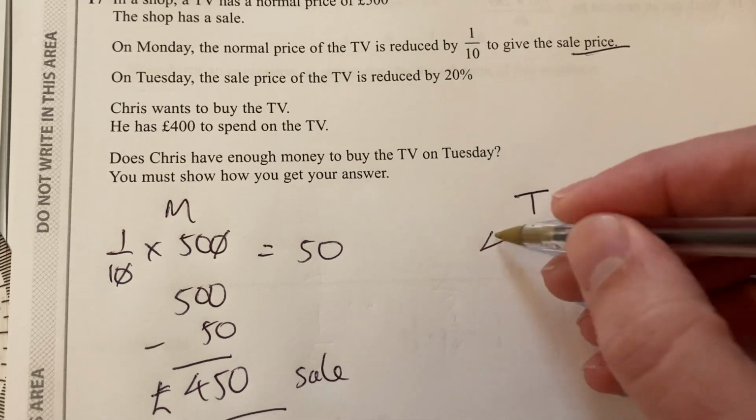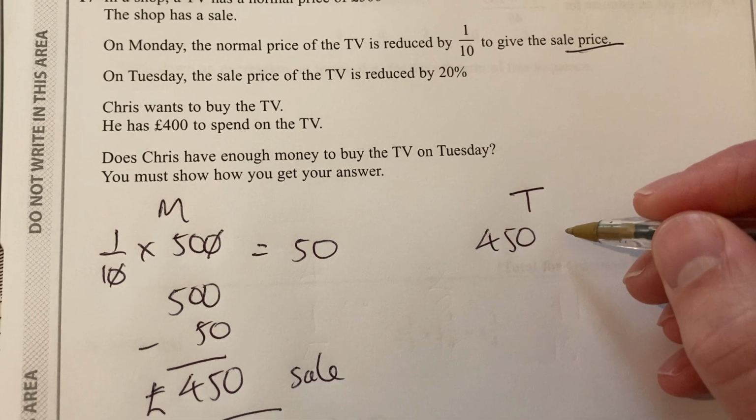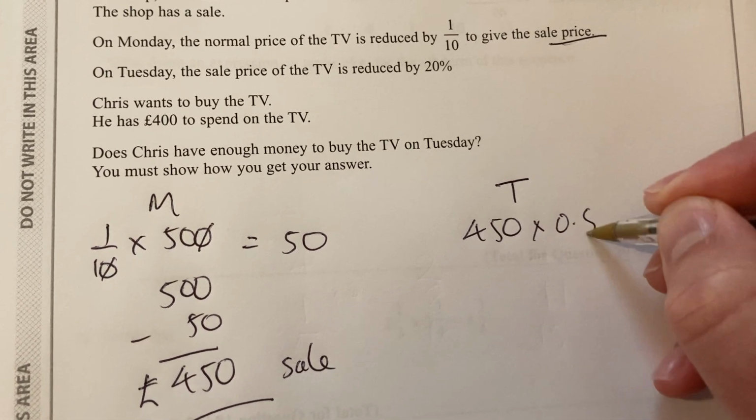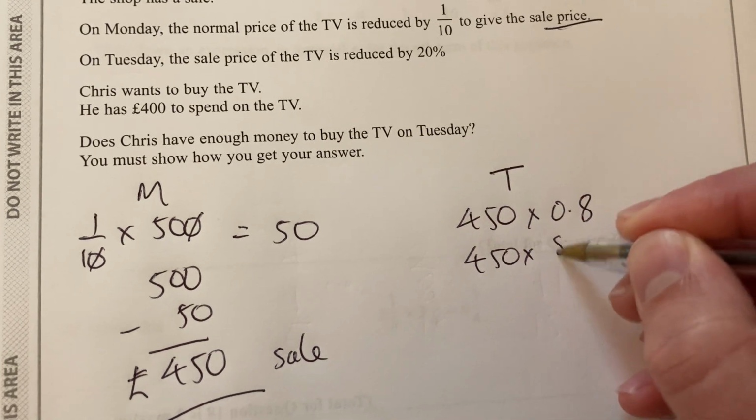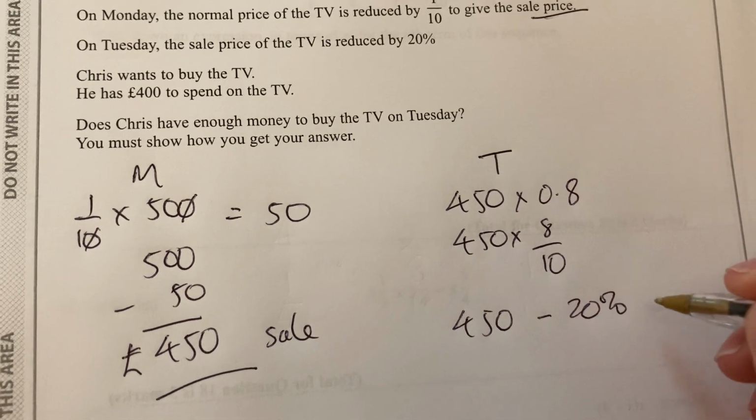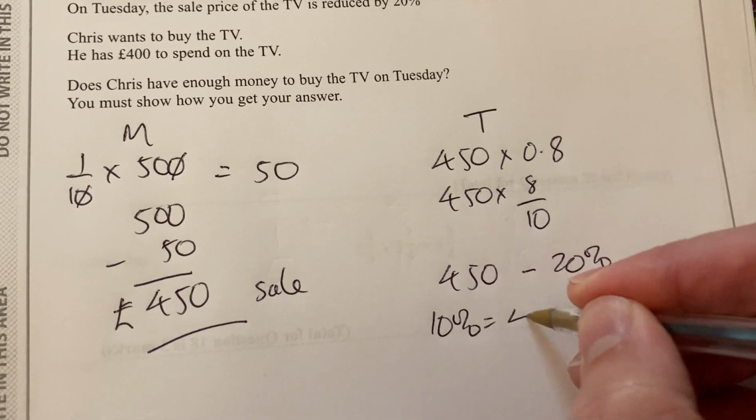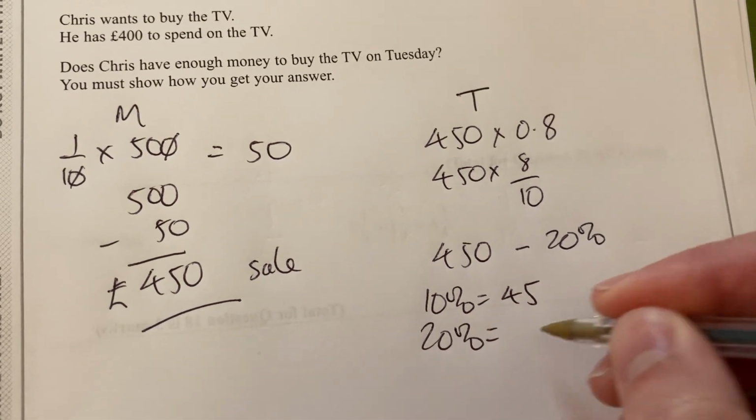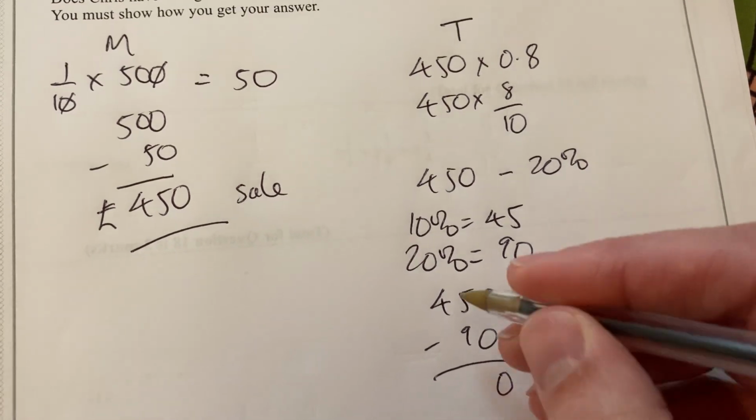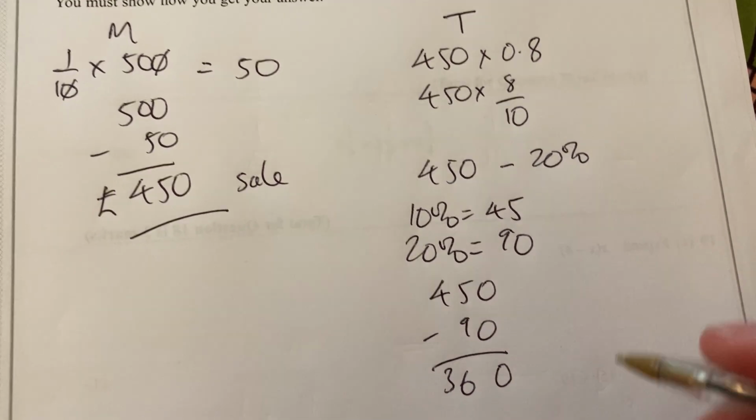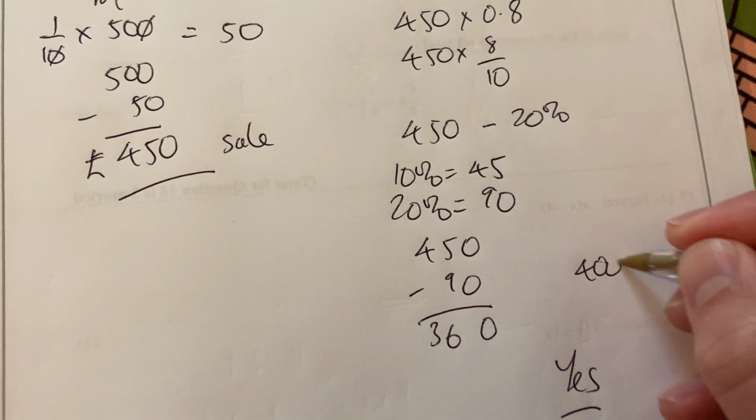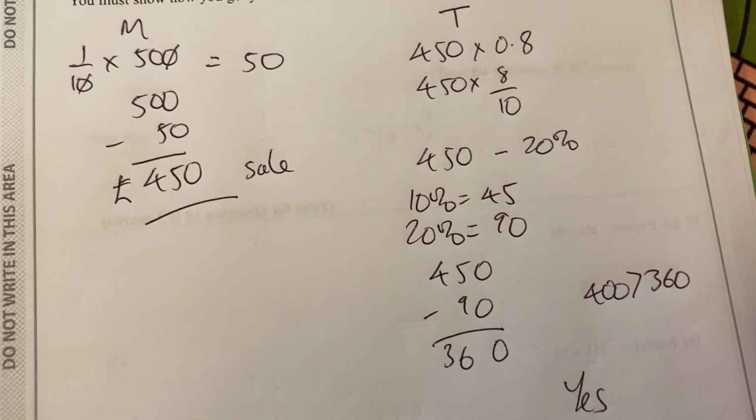Now on Tuesday, 450 is reduced by 20%. So we could either times that by 0.8 or times that by 8/10, or do 450 minus 20%. So 10% is 45, 20% is 90, 450 minus 90 is 360, if I know my 9 times table. And then the answer, yes, he does have enough, because 400 is bigger than 360 and he can afford it. Okay.